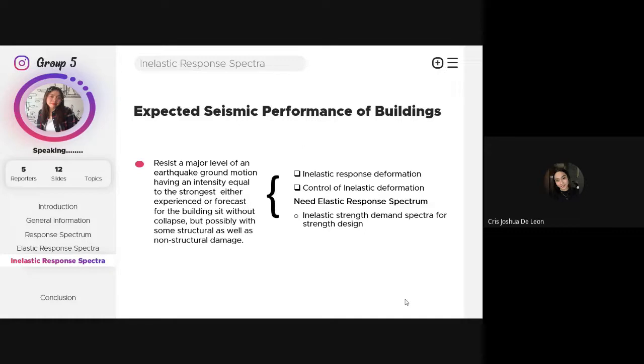Resist a major level of earthquake ground motion having an intensity equal to the strongest either experienced or forecast for the building site without collapse, but possibly with some structural as well as non-structural damage. But for a major earthquake, ang inaasahang performance is not elastic or lightly inelastic. Ang response ng structure ay maaaring pumasok into inelastic range at maaaring magkaroon ng significant nonlinear action. So under this kind of performance, the structure's response will obviously be inelastic, and the main concern in that case will be the control of inelastic deformation. In that case, we may need the inelastic response spectrum to calculate the inelastic strength demand spectra for strength design, which may be given to our structure for our desired level of ductility.